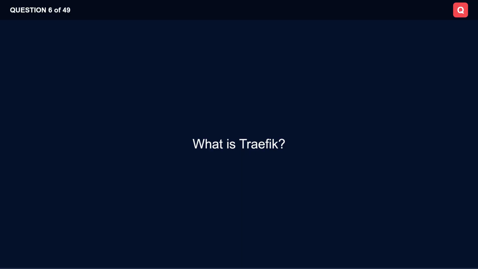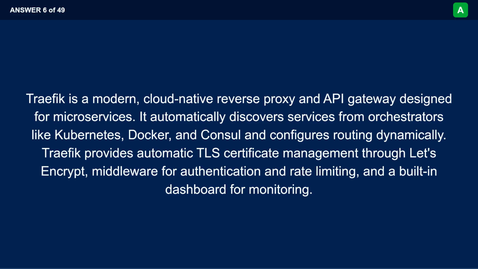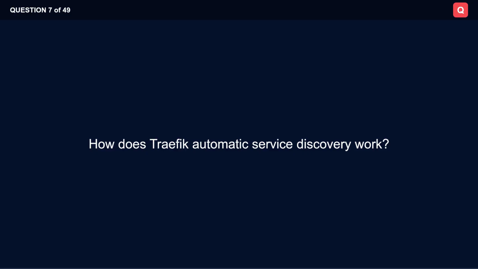What is Traefik? Traefik is a modern, cloud-native reverse proxy and API gateway designed for microservices. It automatically discovers services from orchestrators like Kubernetes, Docker, and Consul, and configures routing dynamically. Traefik provides automatic TLS certificate management through Let's Encrypt, middleware for authentication and rate limiting, and a built-in dashboard for monitoring.